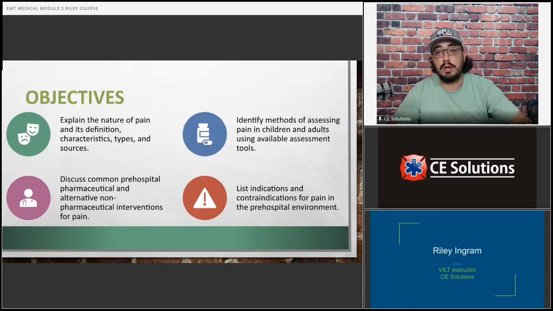Some objectives we're going to cover. We're going to explain the nature of pain, its definition, characteristics, types, and sources. We're going to identify methods of assessing pain in children and adults using available assessment tools. We're going to discuss common pre-hospital pharmaceutical and alternative non-pharmaceutical interventions for pain and list indications and contraindications for pain in the pre-hospital environment.